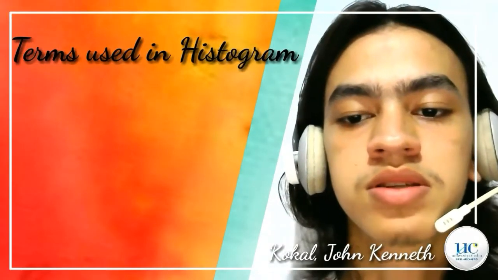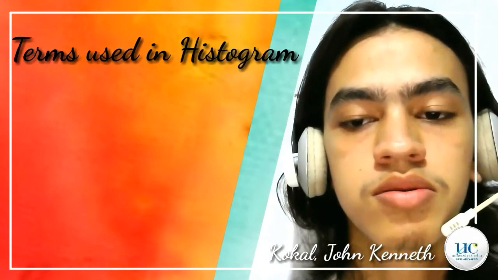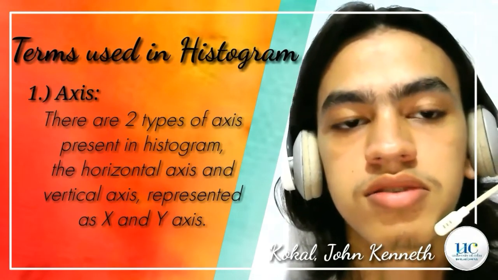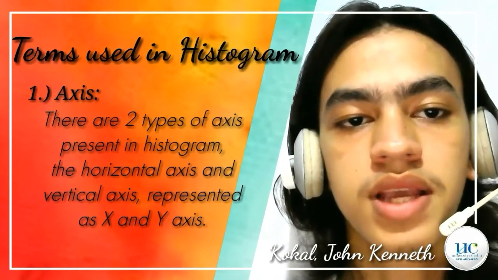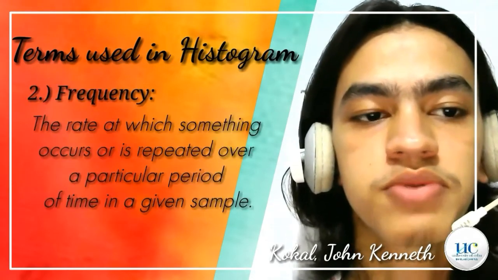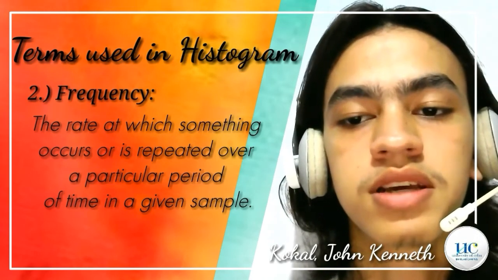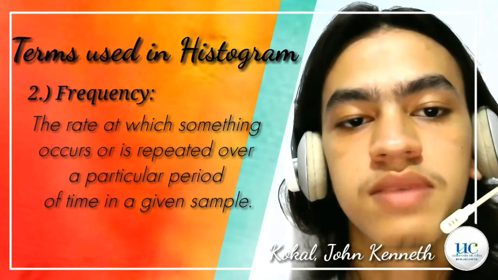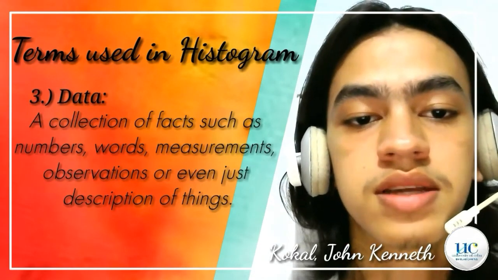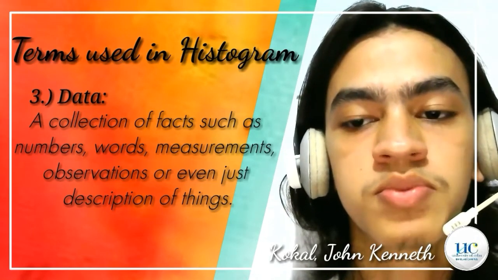Hello everyone, my name is John Kenneth Kokal. I'm here to report about the terms. So first, we have the axis. The horizontal axis, also called the x-axis, and the vertical axis, also called the y-axis. Frequency, the rate at which something occurs or is repeated over a particular period of time in a given sample. Data, a collection of facts such as numbers, words, measurements, observations, or even just descriptions of things.